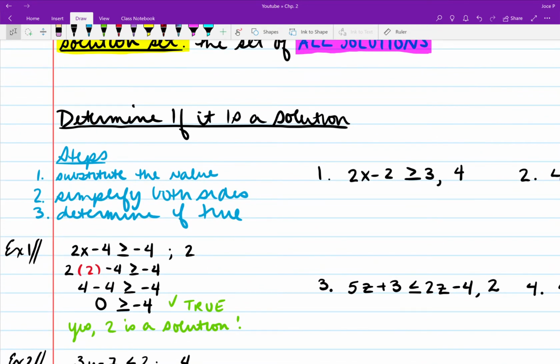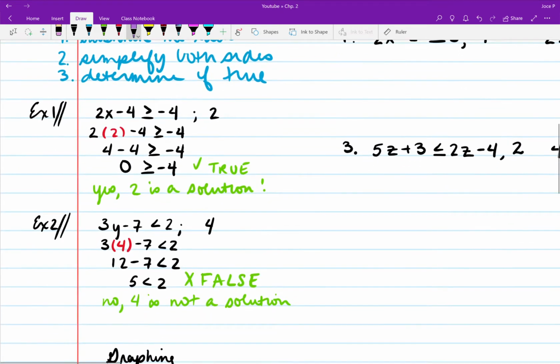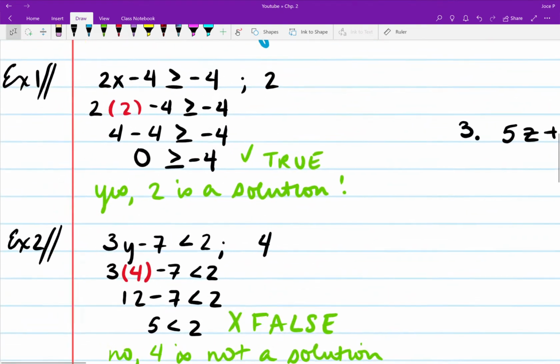So, how do we determine if something is a solution? First of all, here we have our rules box. This time we're going to call it our steps box. Step 1, substitute the value. We already know how to substitute. Great. Step 2, simplify both sides. And then step 3, determine if true. Here are a few examples.